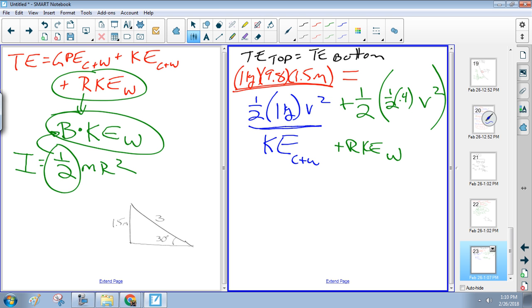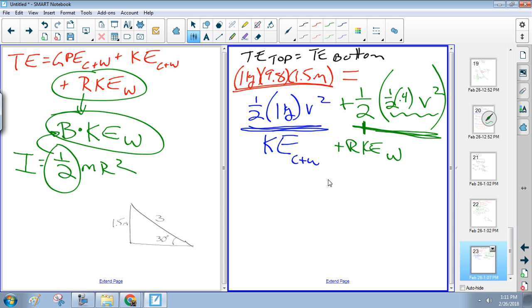So here's the kinetic energy of the whole cart. Notice the mass of the cart and the wheels combined is 1 kilogram. So that's the mass I used there, right? Yep. But when you find the rotational kinetic energy, which is what's here in green, it's B, because it's 1/2 for a solid disk, times the kinetic energy of the wheels. And notice the mass that I used there is just the 0.4, right? Okay. So how would you plug that in for the equation that's 1 plus B?